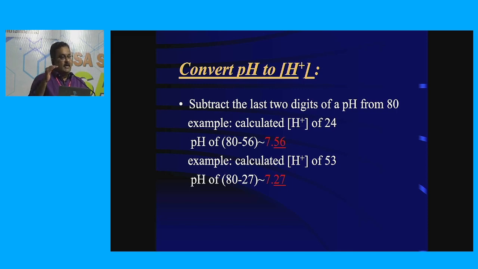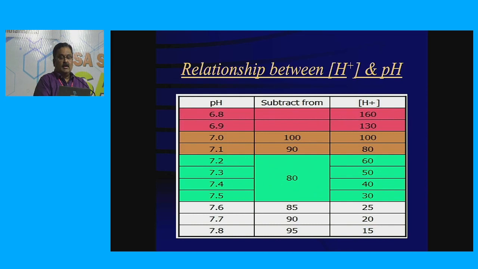Now this is reliable over a certain range. It is not acceptable for extremes of pH changes. So this relationship is only between 7.2 to 7.5. At the other ranges, it is different, but it is very difficult to remember all this. So we will minus it from 80. Okay.